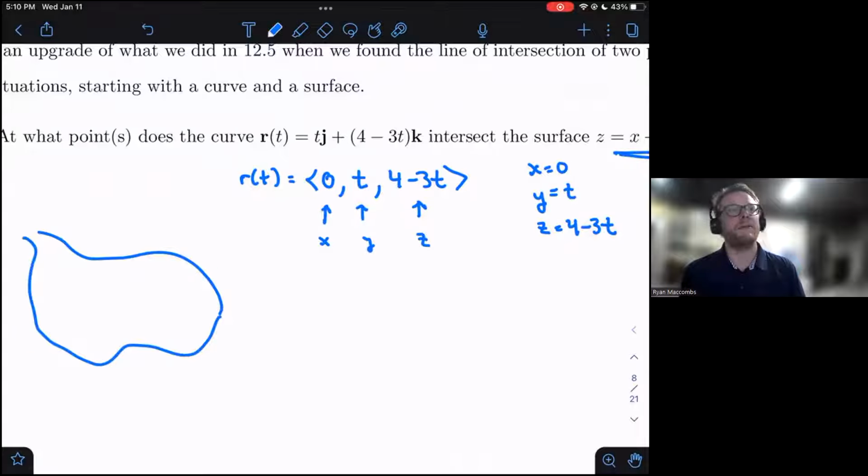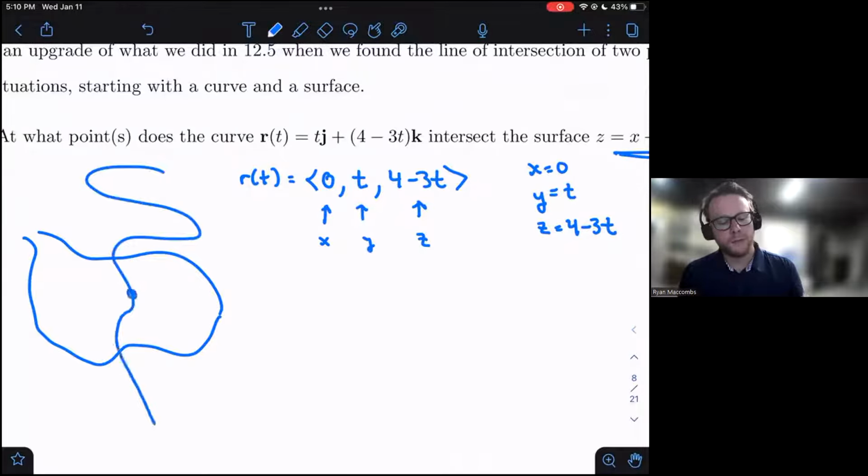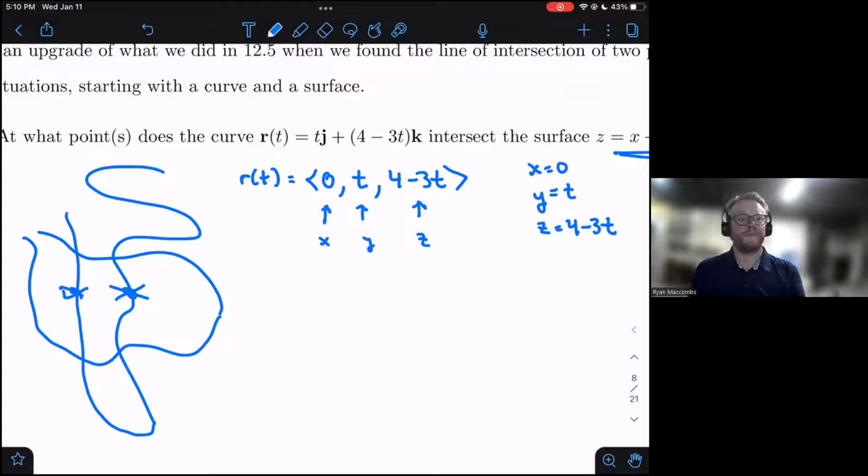I don't know what it looks like, maybe something like that. And you have some interesting curve. And somewhere, maybe they intersect. And they could actually intersect in multiple places. Maybe it comes back through and it intersects a second time. But that action of intersecting quite often algebraically comes down to substituting in.